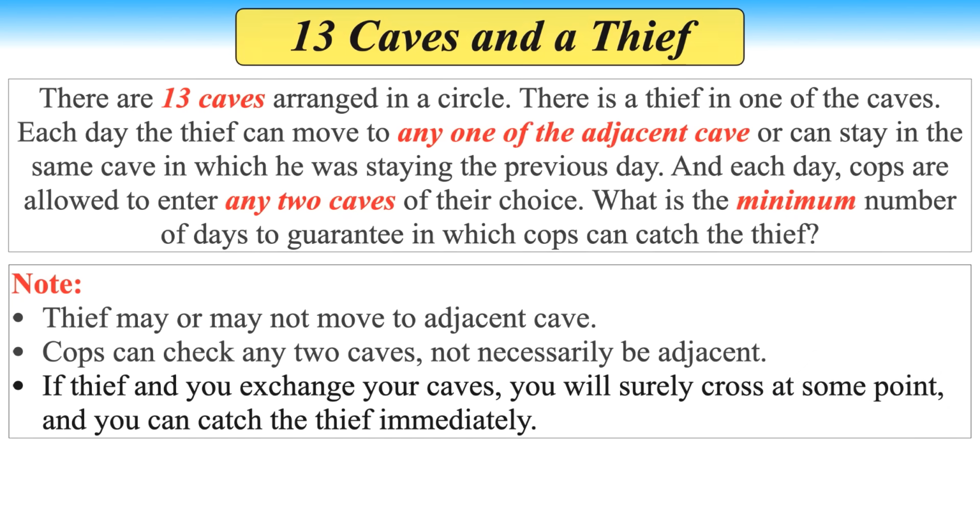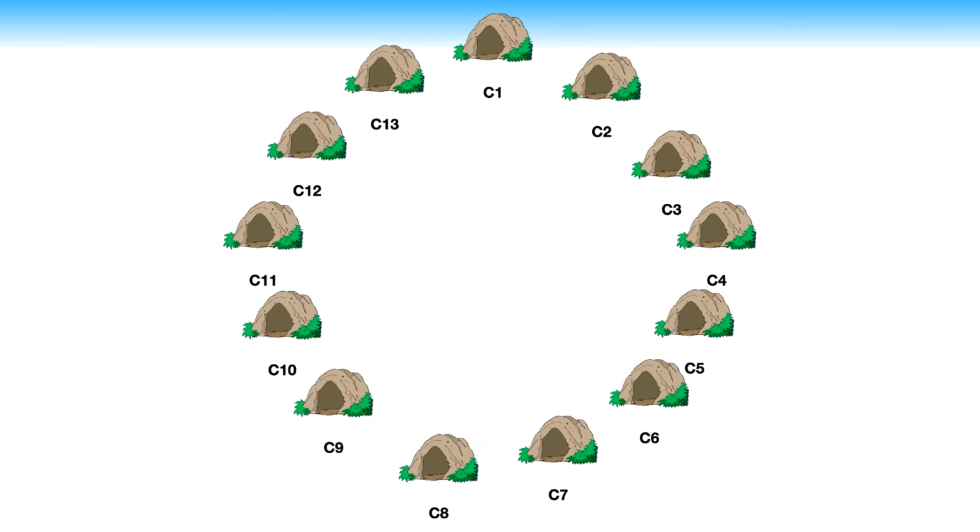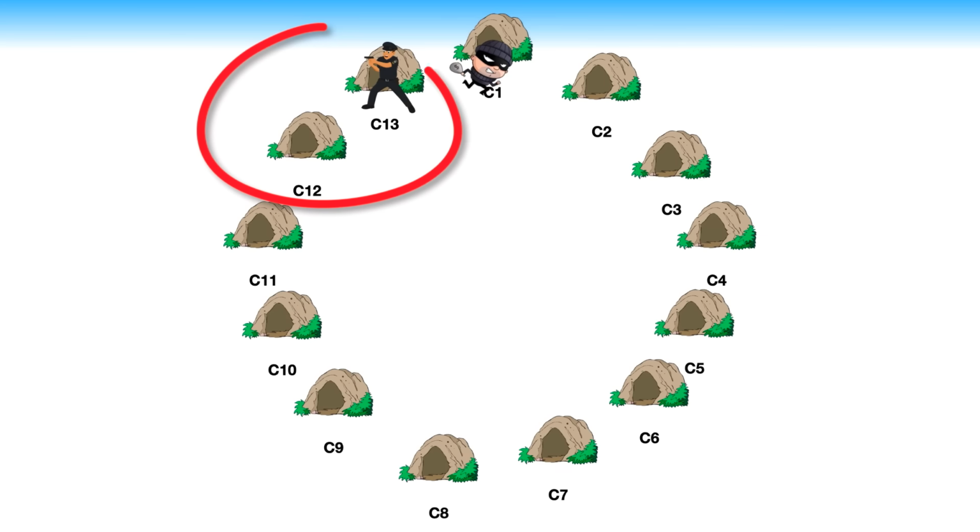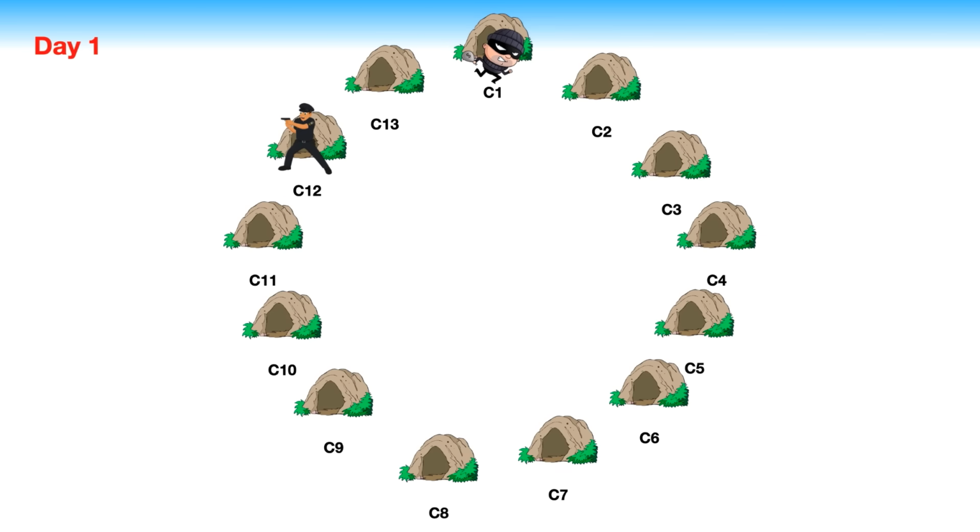Let me explain the solution now. For convenience sake, let's name the 13 caves from C1 to C13. Now, let's assume the thief is in cave C1 and going clockwise, and the cops start searching from cave C13 and C12 on the first day. On the next day, caves C13 and C11 on the second day, C13 and C10 on the third day, and so on till C13 and C1 on the 12th day.